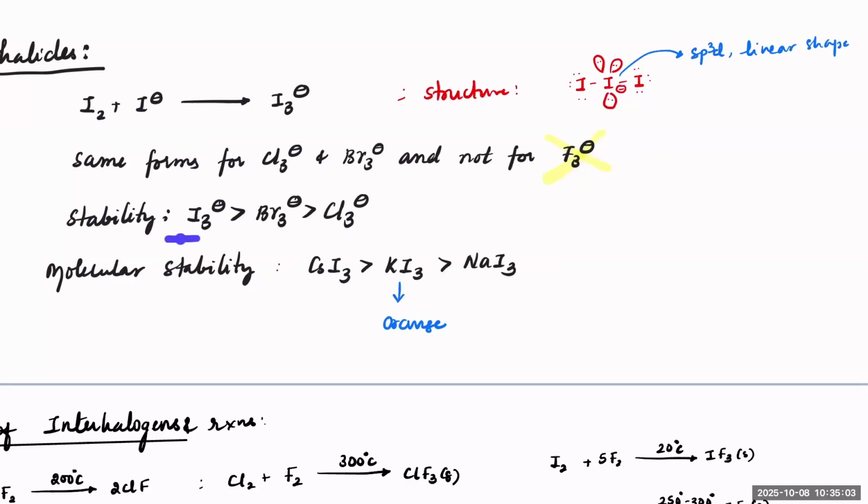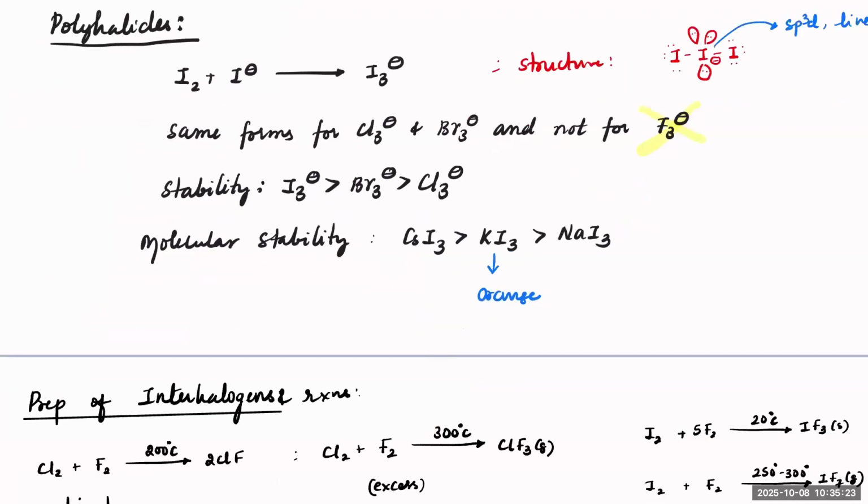Stability wise, the larger the size, the more the stability. So I3 minus is more stable than Br3 minus and Cl3 minus. And that is precisely because larger size will always make it more stable. CsI3 will be more stable than KI3, than NaI3. So this type of formations are called polyhalogens.